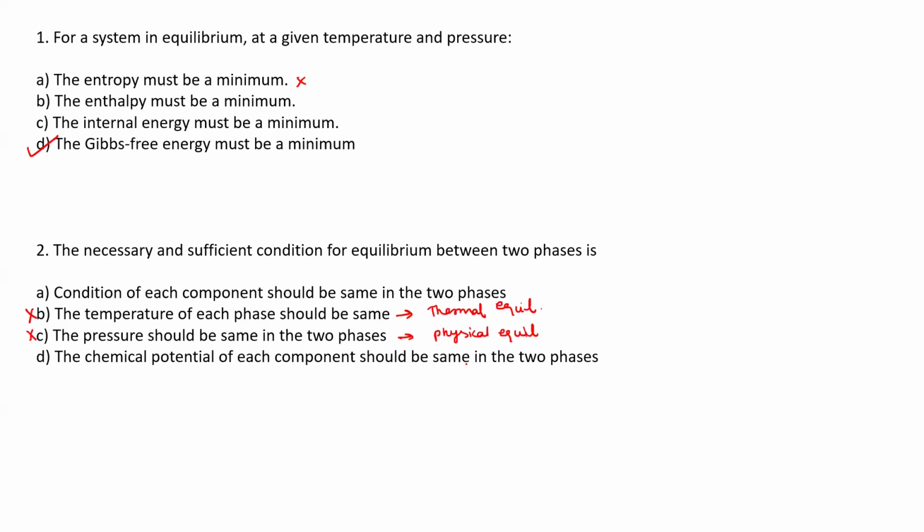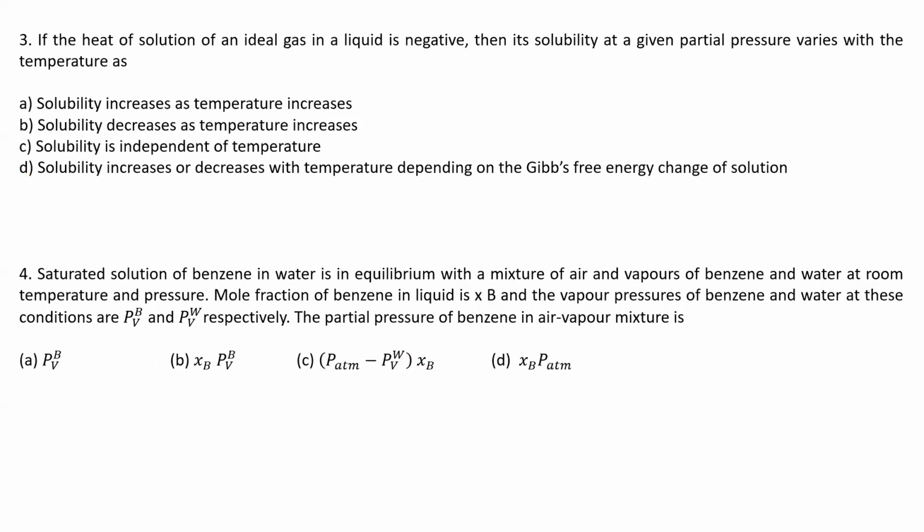So what we write is we equate fugacities, okay? f_i in alpha is equal to f_i in beta. So this is the correct one. The condition of each component should be the same in the two phases. Chemical potential of both the phases should be equal, mu1 is equal to mu2, not of each component. Okay, right. So that was a tricky question there.